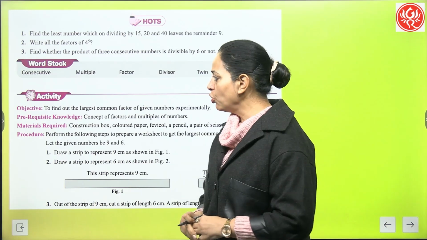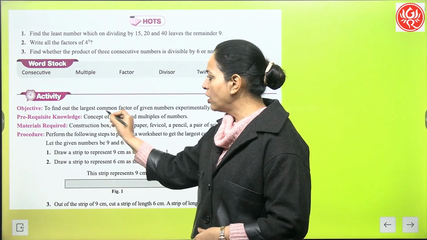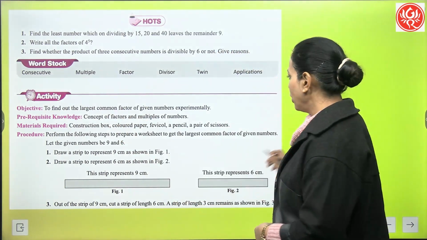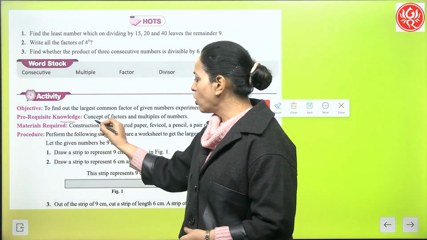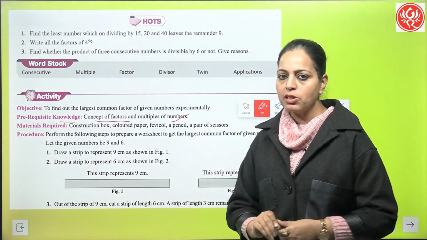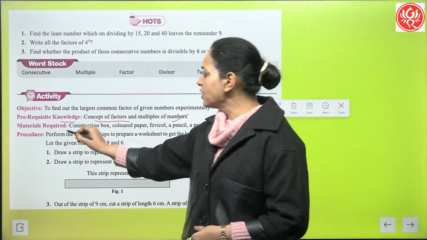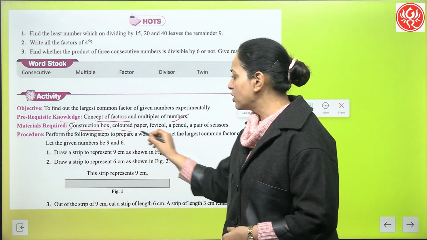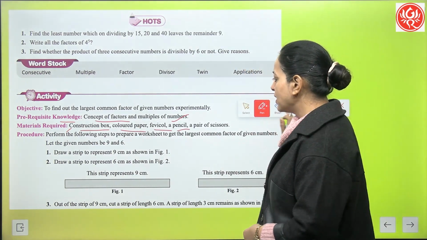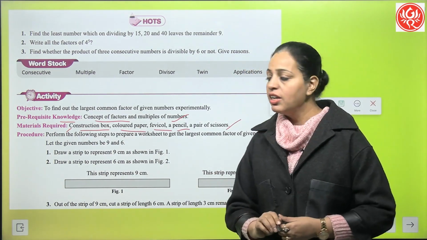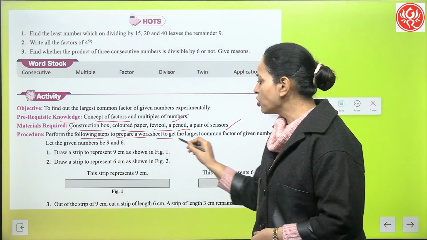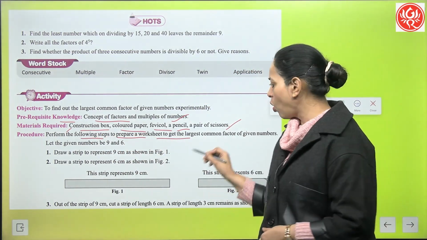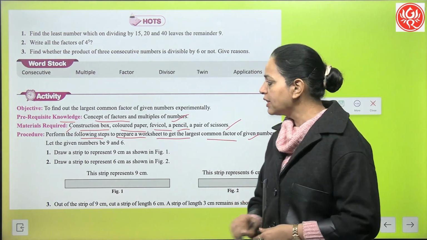Now one activity for you. Objective to find out the largest common factor of given numbers experimentally. Prerequisite knowledge, concept of factors and multiples of numbers. Materials required, construction box, color paper, favicol, a pencil, a pair of scissors. Now procedure. Perform the following steps to prepare a worksheet to get the largest common factor of given numbers.